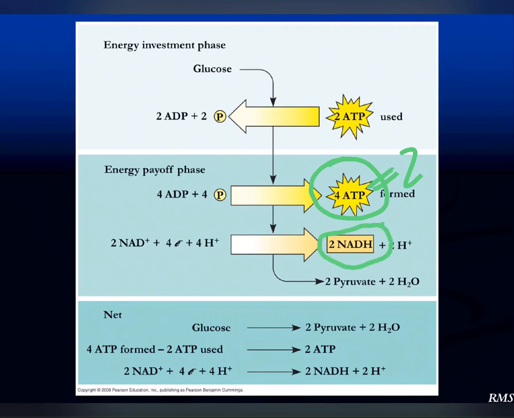You're also getting those 2 NADHs. So glucose to 2 pyruvate, you get 2 ATP and 2 NADHs. And of course, you have to know, where does this occur? It's in the cytoplasm.